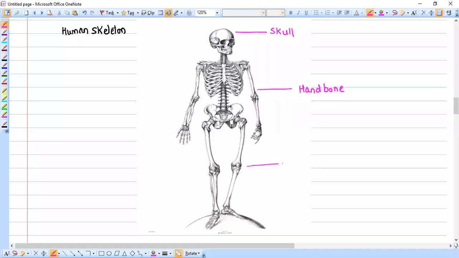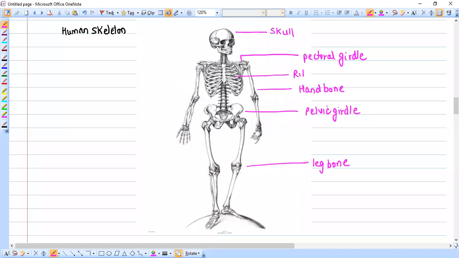This is your leg bone. This is the lowermost girdle, so it is called the pelvic girdle. The upper one that you can see here is called the pectoral girdle. This is the rib cage, so logically this is nothing but the rib cage. This here is the spine, the vertebral bone. So this part is called the vertebral bone.